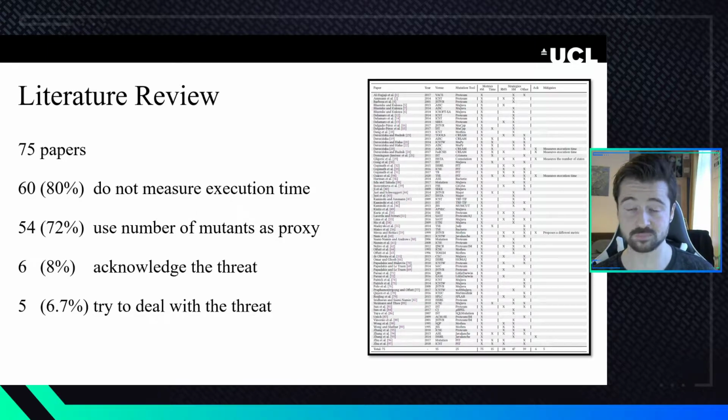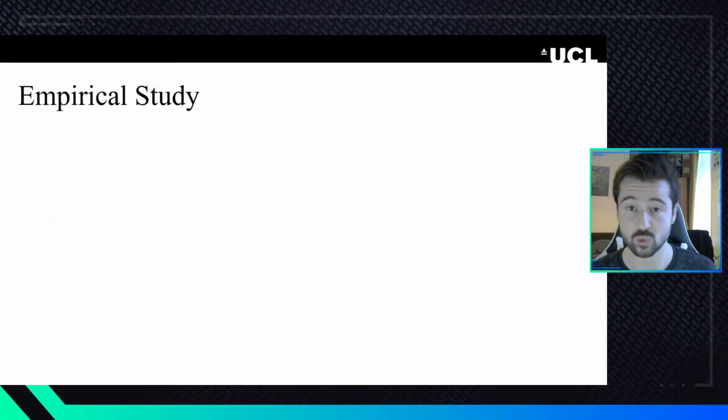Only 6 papers acknowledge that this is a threat, and only 5 papers try to deal with this threat somehow. Hence, the threat investigated in this paper, if it's real, can affect a large amount of existing literature and the future literature on mutant reduction. In order to evaluate how big this threat is, we conducted an empirical study.